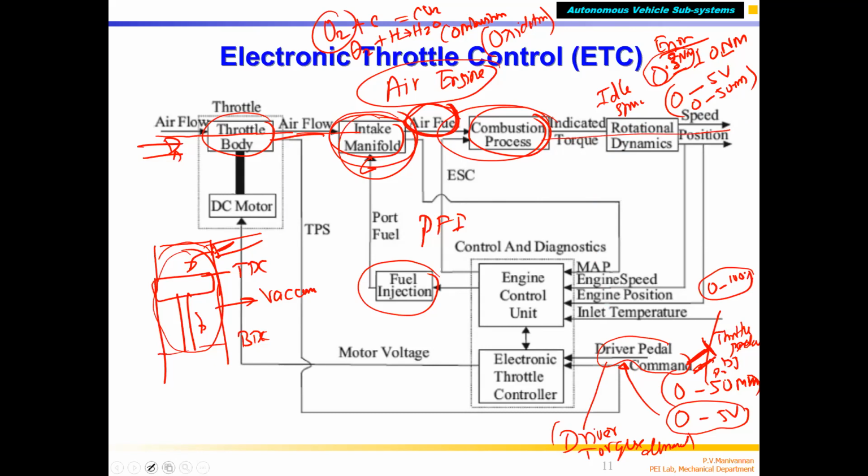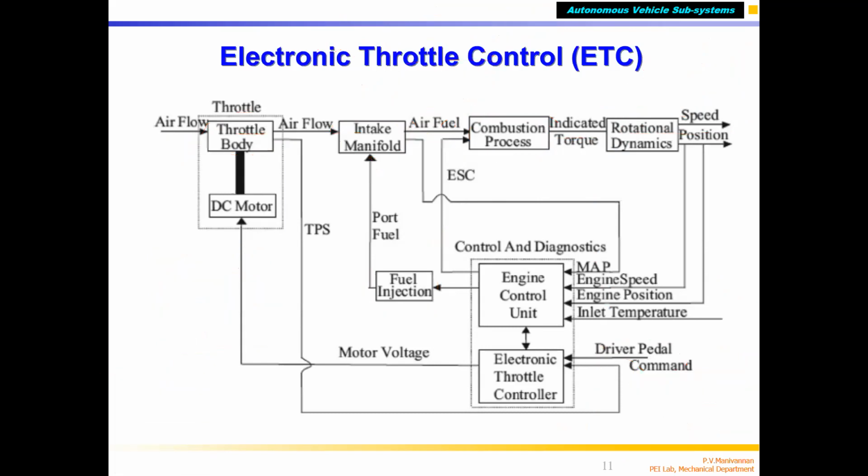What is the outcome? See, this functional diagram is very, very important, correct? So air is going in, correct? It is electronically controlled by the throttle. That's why it is an electronic throttle, because the throttle valve is driven by a motor.